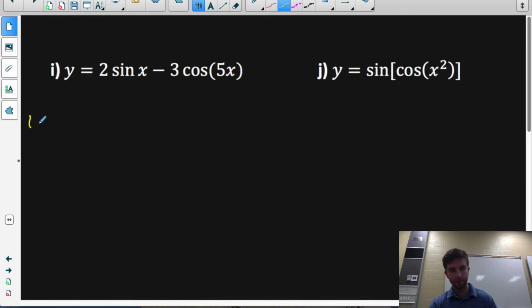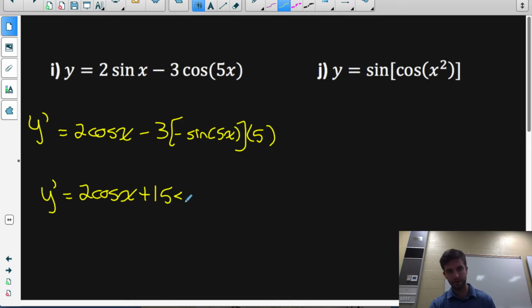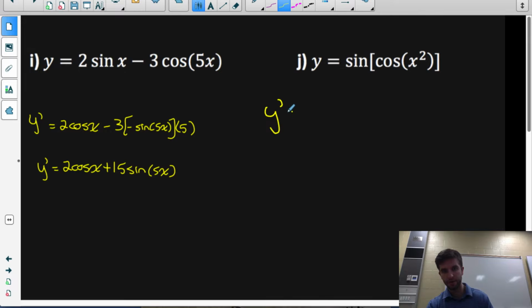I. More trig functions. Y prime equals 2 sine, so I need to differentiate 2 sine x, that would be 2 cos x, minus 3 times the derivative of cos of 5x, which would be negative sine, keep the argument the same, use chain rule, multiply by the derivative of the argument, which is 5, and then I could just collect the factors of 3, negative 1, and 5 together. So y prime equals 2 cos x plus 15 sine of 5x.